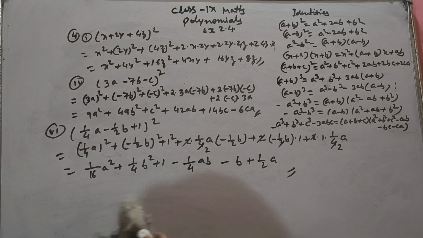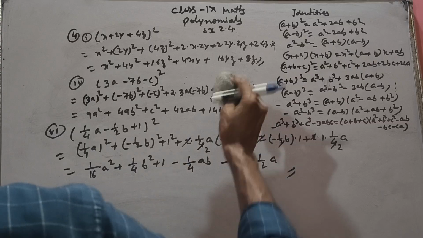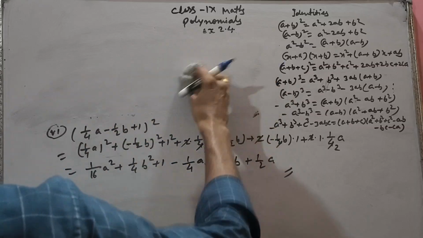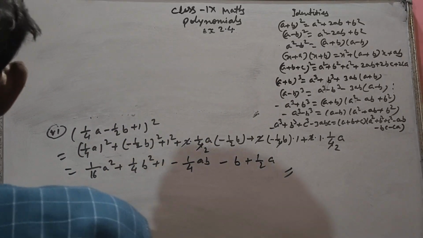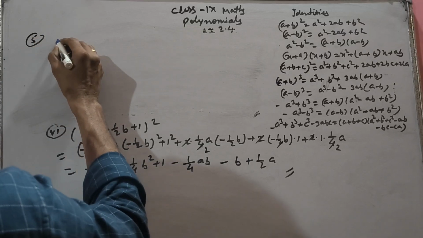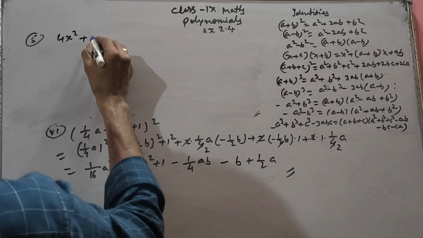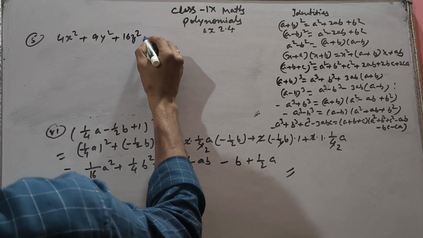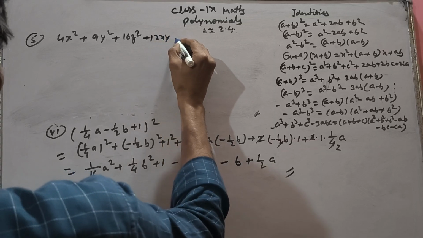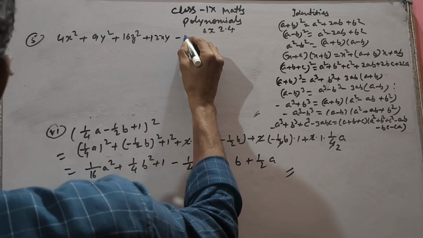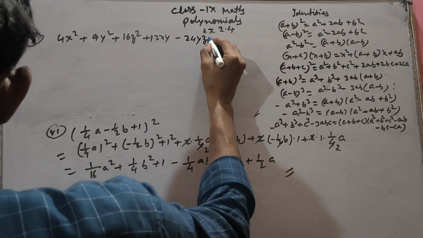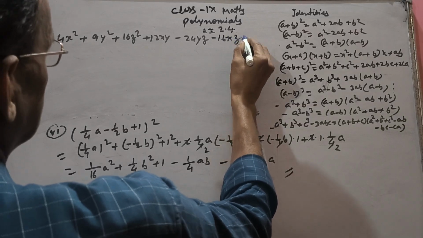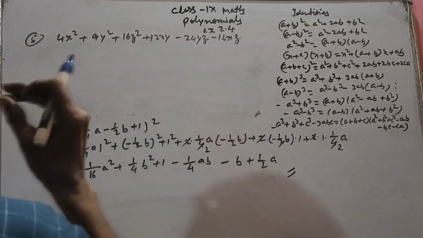Okay, then can we go to number 5? Number 5 is factorize. Number 1 is 4x squared plus 9y squared plus 16z squared plus 12xy minus 24yz minus 16xz. See, these two minuses will disturb you.